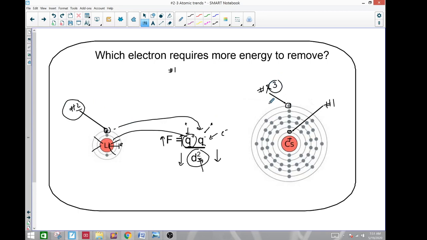Okay. Which one is easiest to remove an electron from? That's the easiest electron to remove. Why? Because it's the farthest away, which is, again, reiterating that distance is really a big factor.